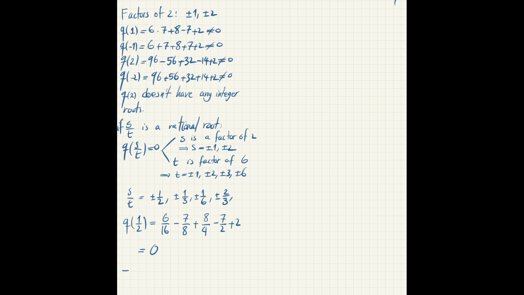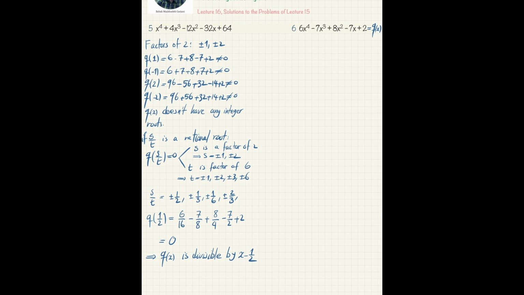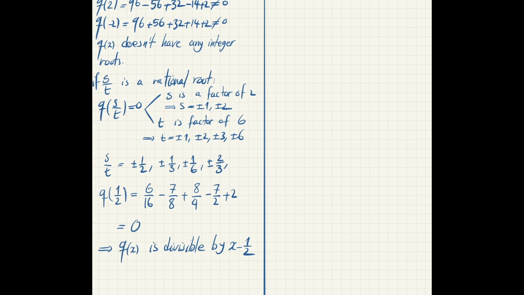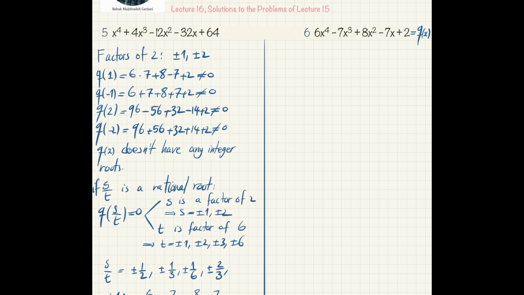So what does it mean? It means that q of x is divisible by x minus a half. Yes? Because the fraction numbers are a little bit harder to calculate, let us just divide right now to see how it goes. So let me make it smaller and divide it into two parts. Then I can go here and divide my polynomial by x minus a half. So let me just do it here.